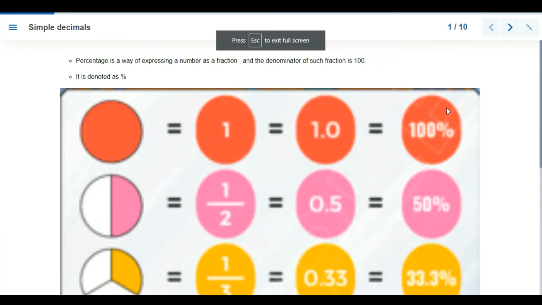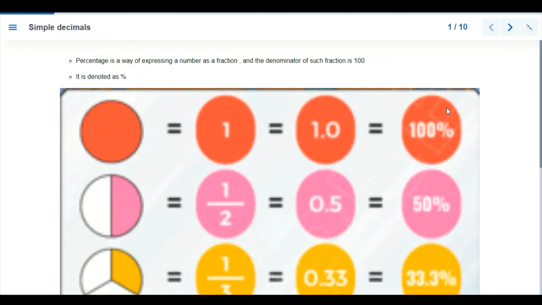Hi everyone, we have another topic here which is percentage. So we're going to be reading through this interactive content and explain what percentage is all about, and examples that we can easily solve with the topic, which is percentage.